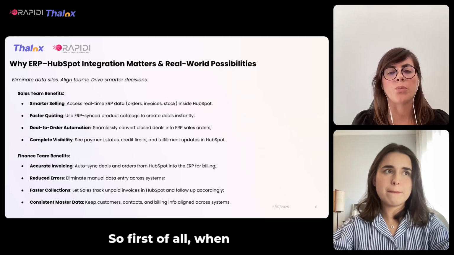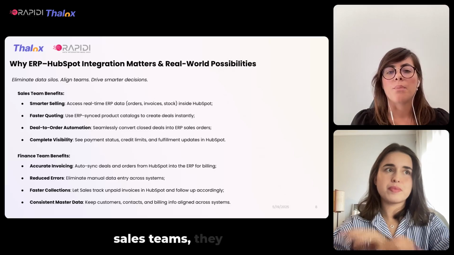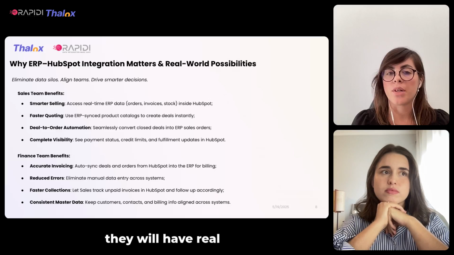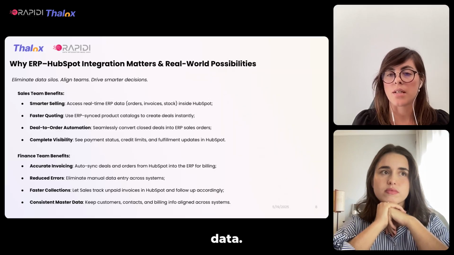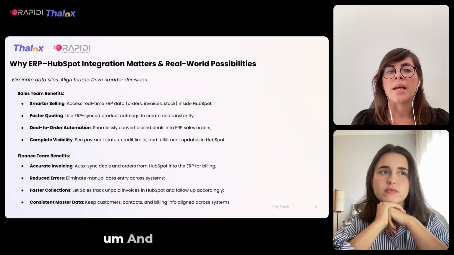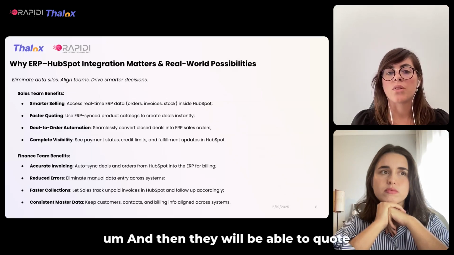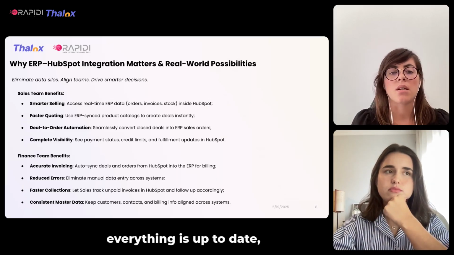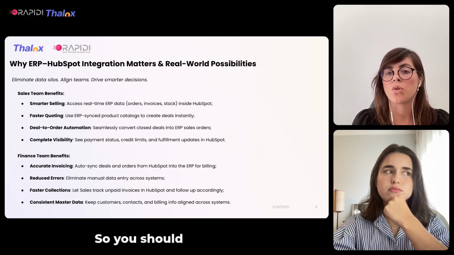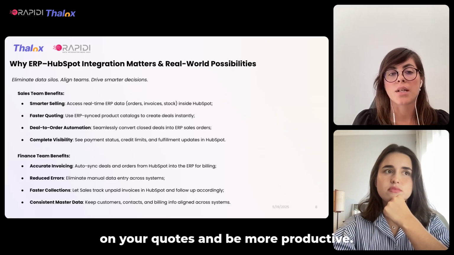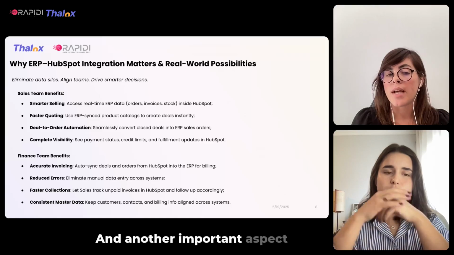So first of all, when we talk about the sales teams, they will be able to sell smarter because they will have real-time access to their data. They will be able to see in HubSpot orders, invoices, inventory, for example. And then they will be able to quote faster because all your data is up to date and in sync. So you should be able to be more focused on your quotes and be more productive.